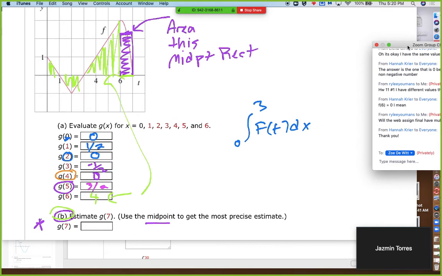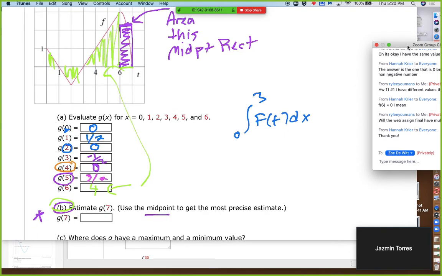It's not a triangle, it's not a rectangle or a trapezoid. So without knowing the function, now if we knew the equation that made that, we could use our cool integration techniques that we've learned, and we could take it on that way. But since that is not the case, they say use this midpoint.